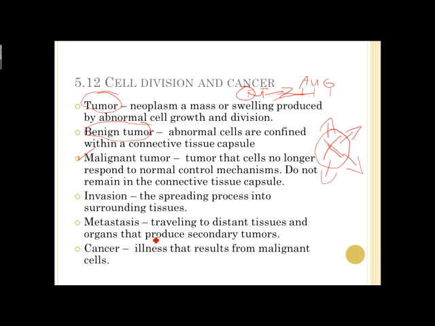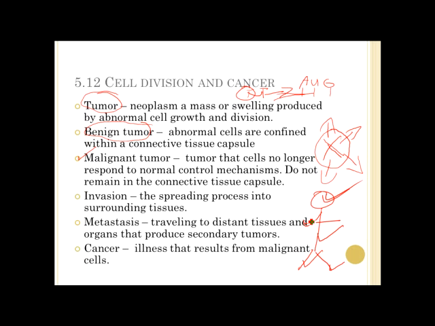Invasion, the spreading process into surrounding tissues. Metastasis, or metastatic, traveling to distant tissues and organs that produce secondary tumors. So this may have started in your head, or it may have started in your foot, and now it's in your hand, or now it's in your stomach, or now it's in your leg, or now it's in your brain. So metastatic cancer means that it moves into tissue that is not just adjacent to it. It could have started off in your toe and now moved into your brain.